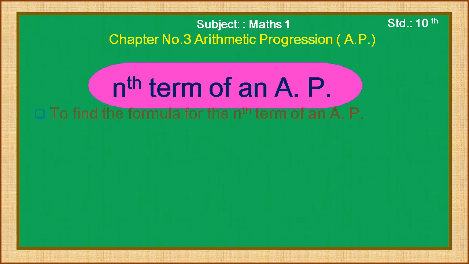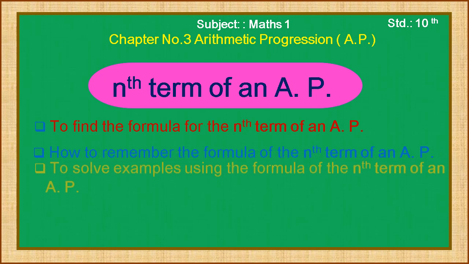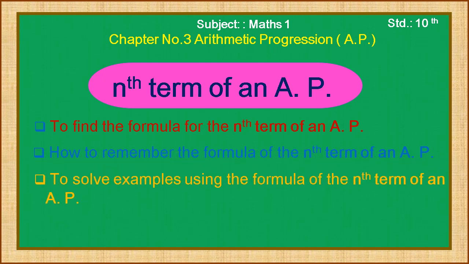The learning outcomes of this subunit are: to find the formula for the nth term of an AP, how to remember the obtained formula of the nth term of an AP, and third, to solve examples using the formula of the nth term of an AP.